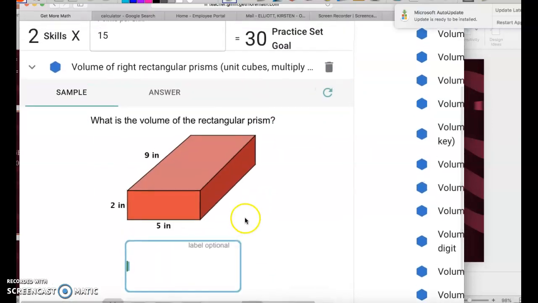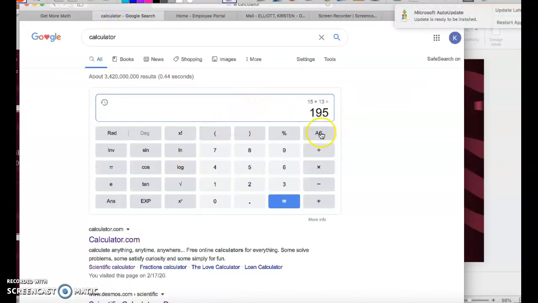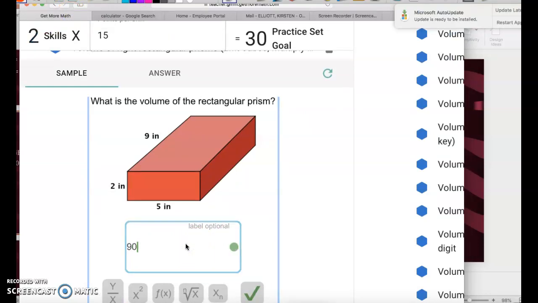Okay, let's do one last example. Once again, we already know it's length times width times height. So I'm doing 9 times 2 times 5. When I type that in my calculator, I have 9 times 2 times 5, and that gives me 90. So my answer here is 90.